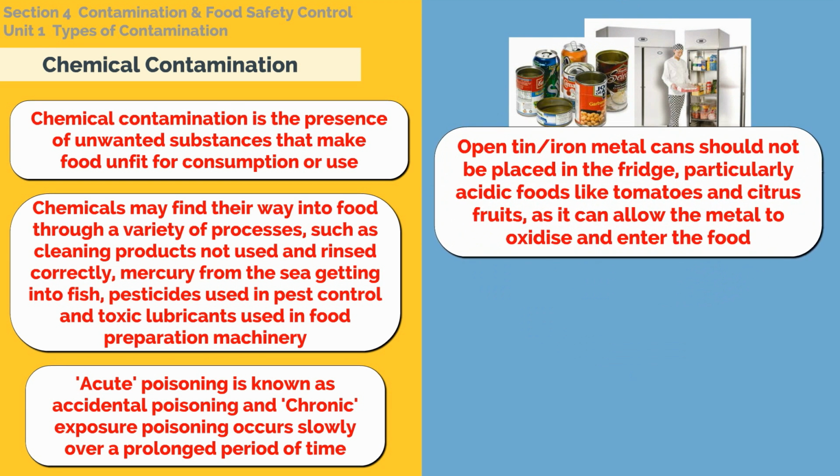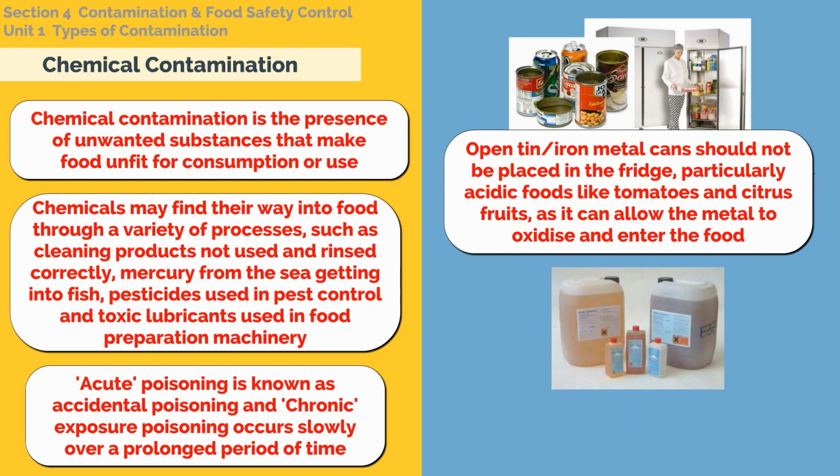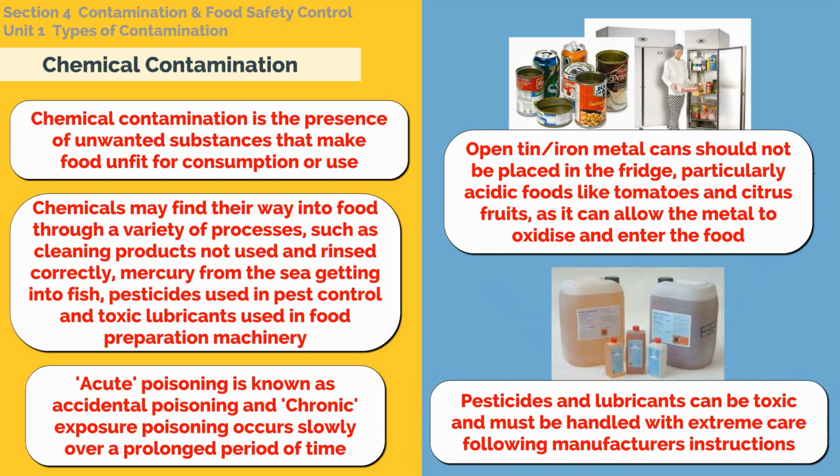Open tin or iron metal cans should not be placed in the fridge, particularly acidic foods like tomatoes and citrus fruits, as it can allow the metal to oxidise and enter the food. Pesticides and lubricants can be toxic and must be handled with extreme care following manufacturer's instructions.